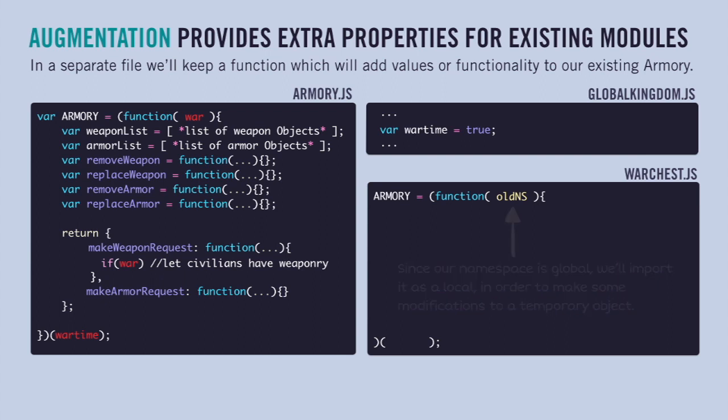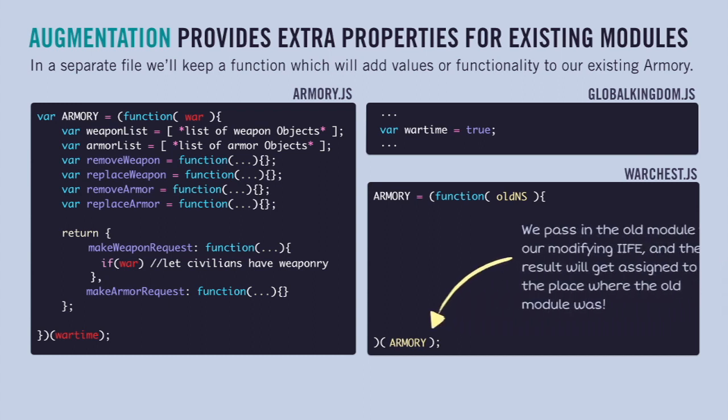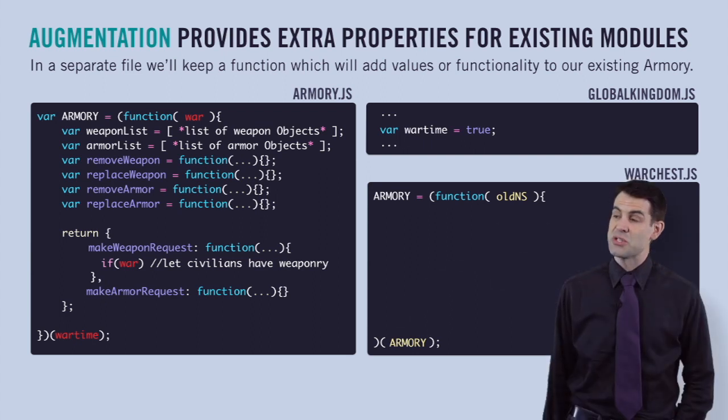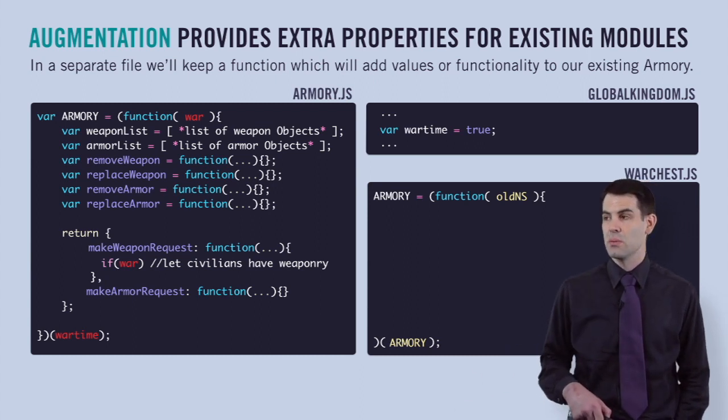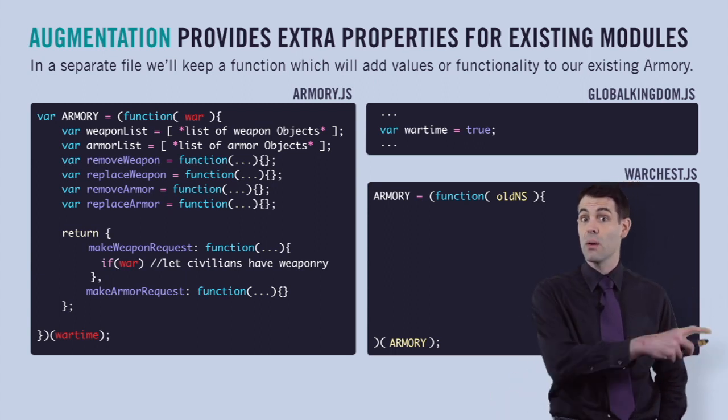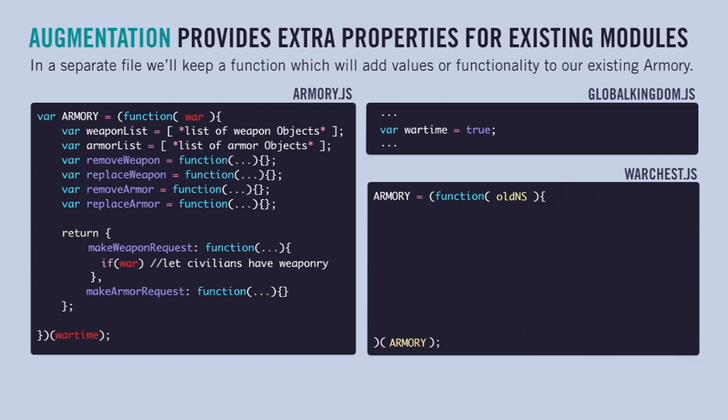Of course, in order to augment our module and return a new module with all the old stuff in it, we're going to need to pass in the old module, and there it is, armory. Notice the result of this immediately invoked function expression that uses the old module will be eventually an object that gets returned and stored back in the old armory namespace. So what's the stuff that we want to close up and add in here?